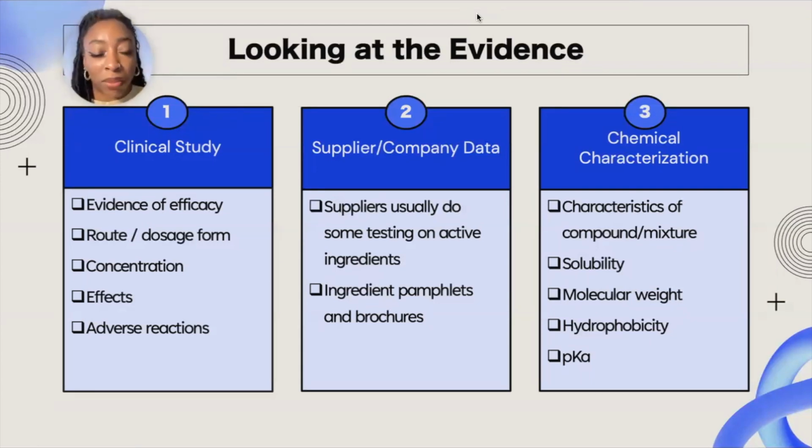The last type of evidence is going to be chemical characterization data. They're going to be characteristics of your compound. They're going to convey important information about molecular weight, hydrophobicity, solubility, ionization, and some characteristics of the active that will tell you about its stability and deliverability.